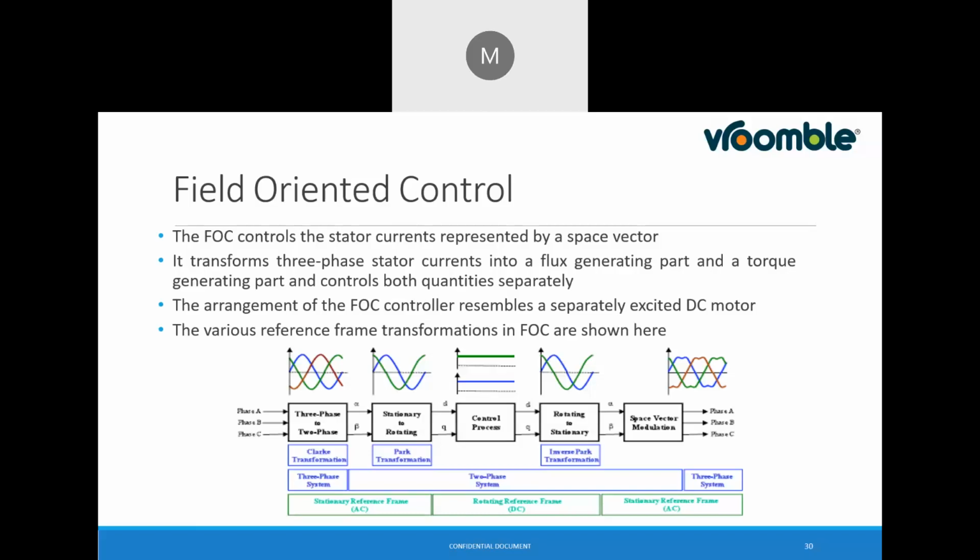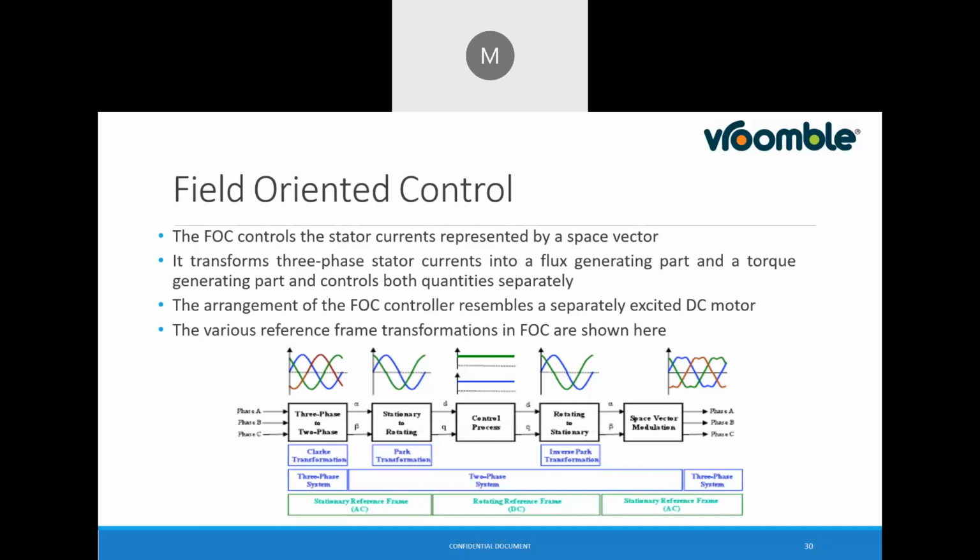If you can see, the three-phase supply is converted into two-phase using the Clark transformation. So A, B, and C, or U, V, and W phases are first converted into alpha and beta, which are stationary, and then to the rotating frame, right? And then the D and Q components are governed to make them constant, right?